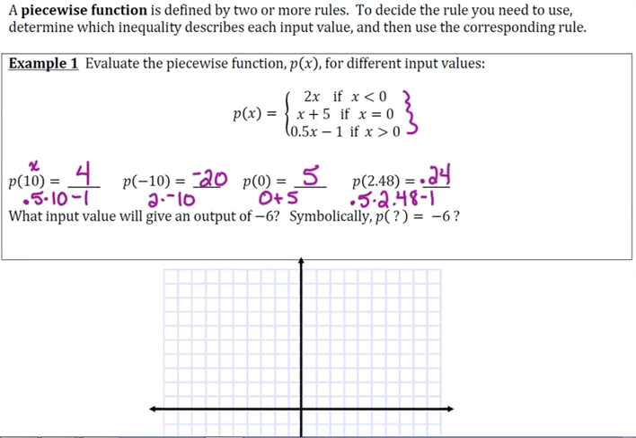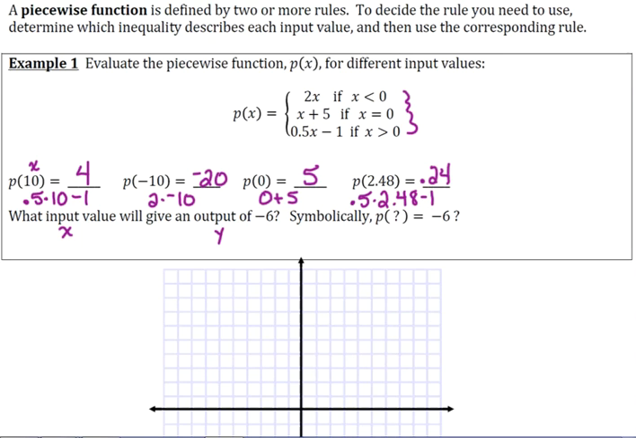Now, last thing, we'll end on this note. The next question says, what input value, and input value is just another way of saying x, input is your x, will give an output, or y, of negative 6. Well, if I'm tackling this problem, I would use some information that I've already gotten. The only negative answer I got here was negative 10, so that's where I'm going to start. I plugged negative 10 into the first piece, so let's see, will that first piece work for me?